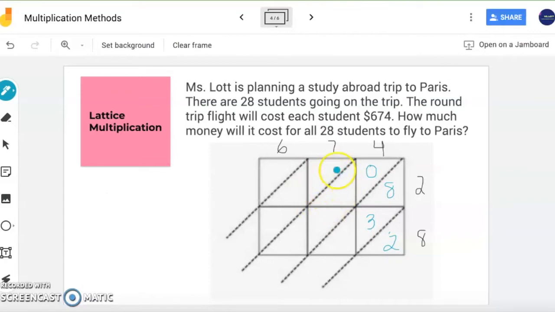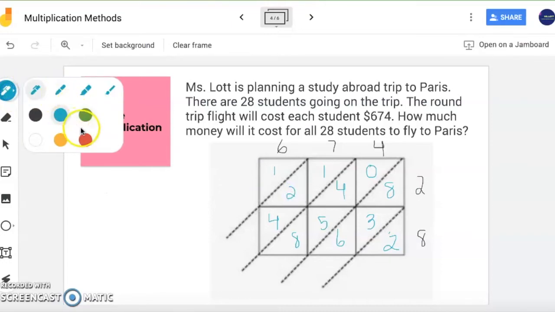In this box here, above I have 7, to the right I have 2. 7 times 2 is 14. In this box here, above I have 7, to the right I have 8. 7 times 8 is 56. In this box here, above I have 6, to the right I have 8. 6 times 8 is 48. In this box here, above I have 6, to the right I have 2. 6 times 2 is 12.